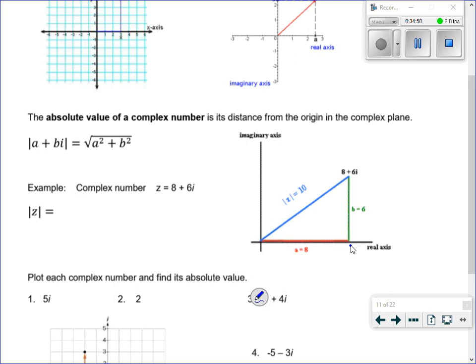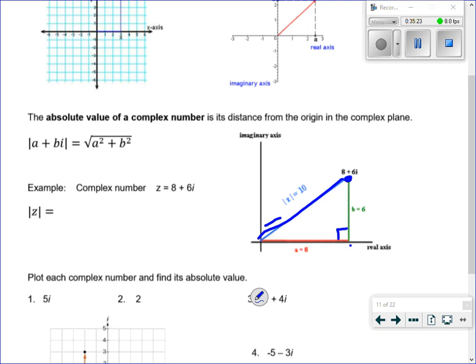So notice, if you wanted to take the absolute value, that means finding the distance from where? 0, or the origin. So if I'm at this point here, 8 plus 6i, and I want to find the absolute value of that, or the distance from the origin, think about I'm finding this right here. What do you notice this looks similar to from geometry? A hypotenuse, right? And that's your right angle.